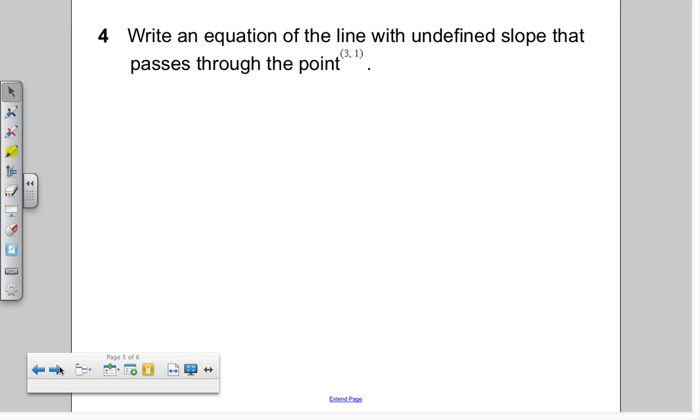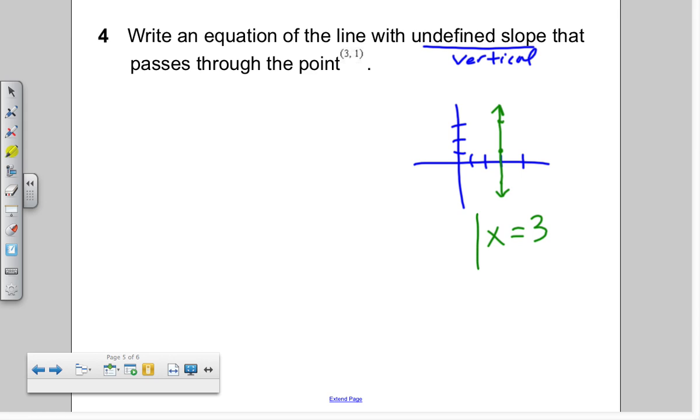Number 4, when we have a line with undefined slope, that should tell you that it is a vertical line. So it's a vertical line that goes through the point 3, 1. What's the equation of that line? Well, if you look at all the points on this line, they all have the same x-coordinate. The x-coordinate of all of them is 3. So that's the equation.